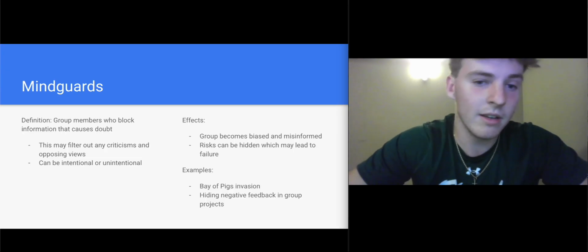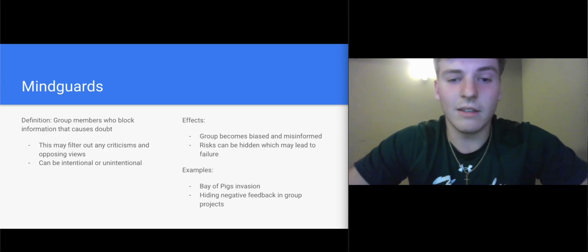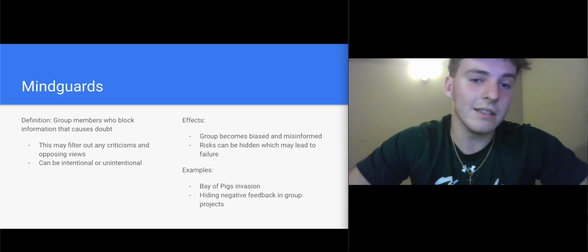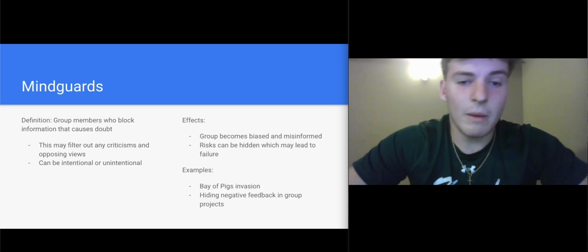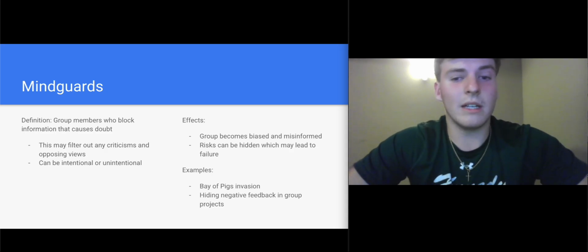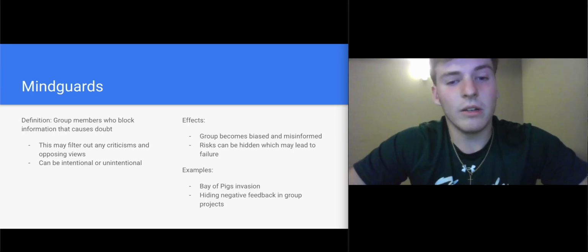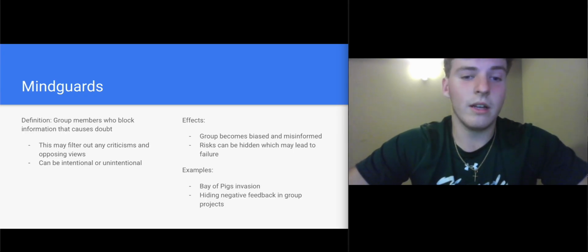vast overconfidence. Some consequences of this may be bad decision making since the group is working with an incomplete or filtered information and not seeing that full picture. Also, major risks may be ignored or hidden until it is too late and something happens. Group members may also lose trust when they realize the information was intentionally kept from them. The group can face blame, failure, or even disaster because important warnings were never shared.